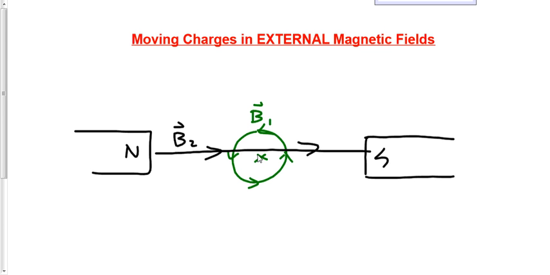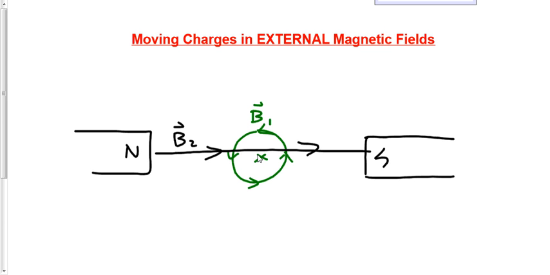Maybe it's caused by bar magnets, as in this case. Maybe it's caused by the Earth. Maybe it's caused by an MRI machine. Maybe it's caused by some electromagnet. It doesn't matter what it's caused by. It's an external magnetic field, B2, that's there independent of the moving charge.